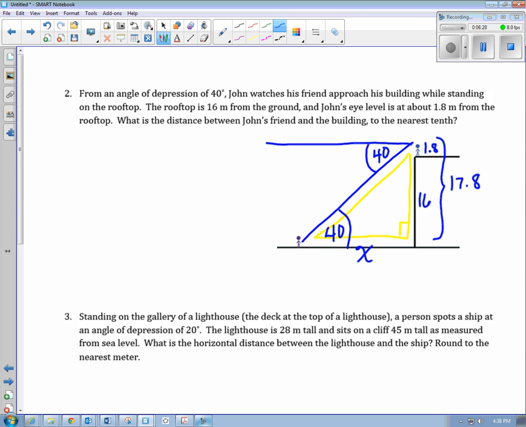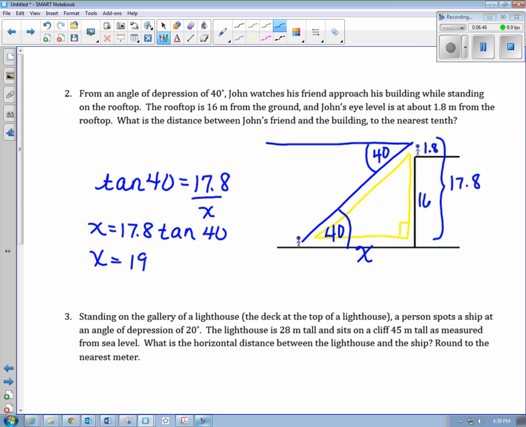I am looking for X. So I am going to do the tangent of 40 is equal to 17.8 over X. I'm going to cross multiply and solve. And I will end up with an answer of 19 point, which when I round to the nearest tenth gives me 19.1.